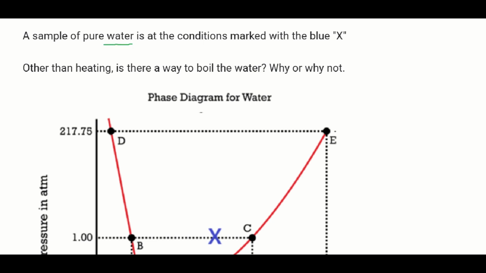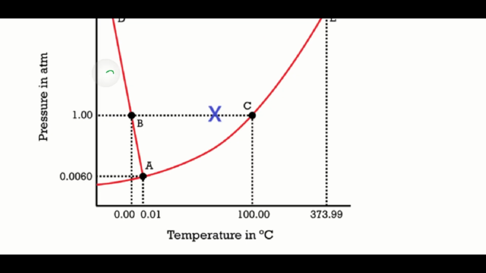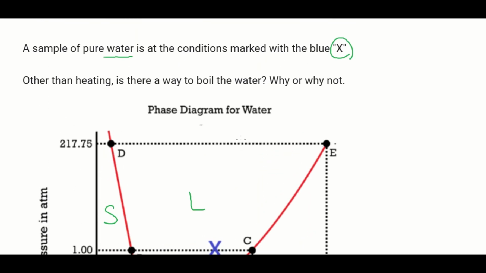In this problem, we're told that we have water on the phase diagram marked by the blue X. That's right there. So a phase diagram is like a map that helps you navigate through the phases of a substance, depending on its pressure and conditions of temperature. Let's label the phases. There's your solid phase, there's your liquid phase, and there's your vapor phase for water. Now this problem is asking you, is there a way to boil water without heating it up?